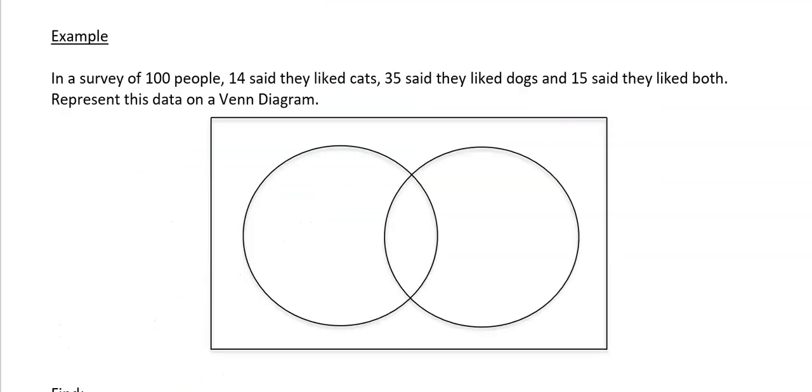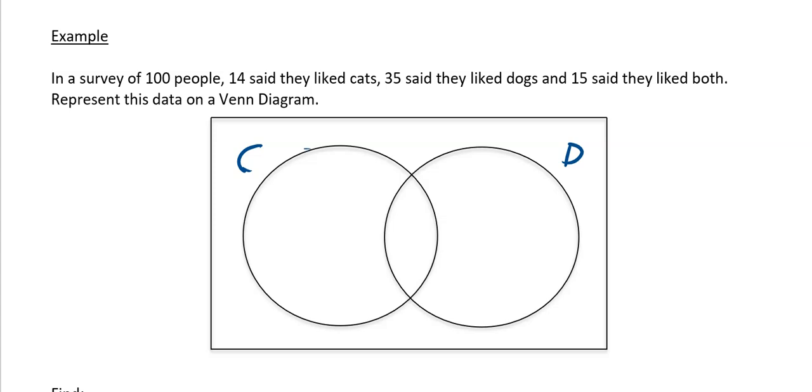Okay, this next example says, in a survey of 100 people, 14 said they like cats, and 35 said they like dogs, and 15 said they like both. Represent this on a Venn diagram. Now, this is not a particularly well worded example. It says we've got 100 people, 14 said they like cats. So do not take this down, please.